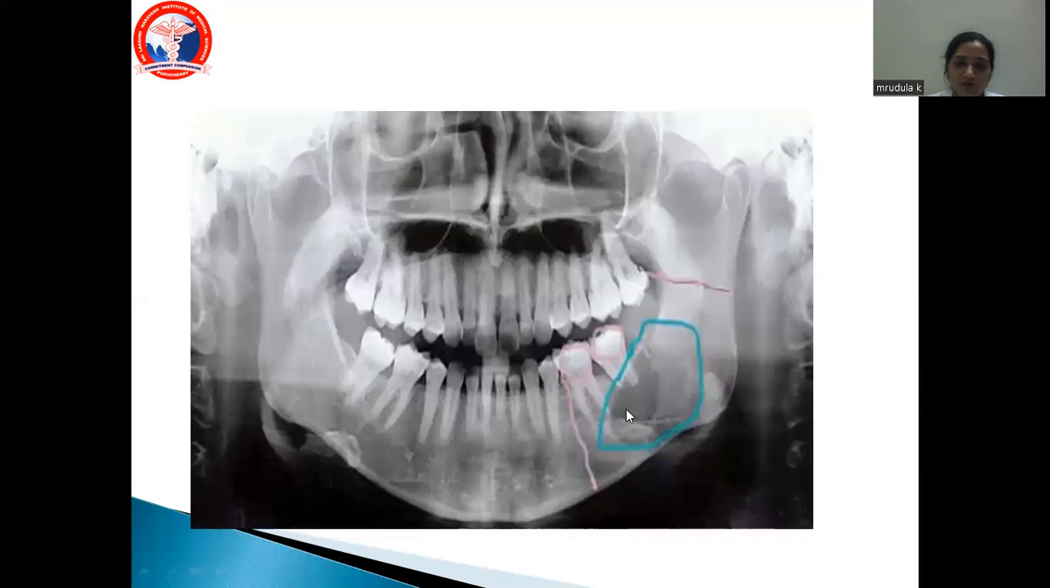So this is an orthopantogram. You can see the involvement of the mandible. There is loss of teeth on this left side, and there is weakening of bone. And this is a fracture line, I think.